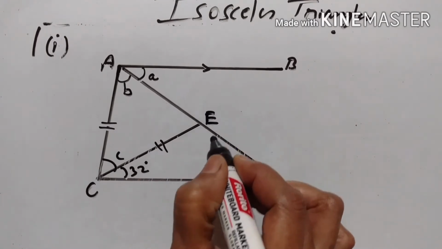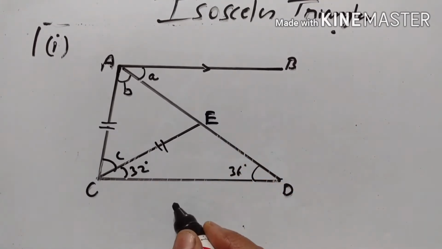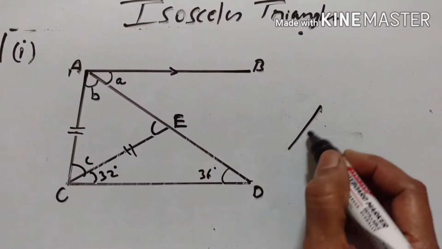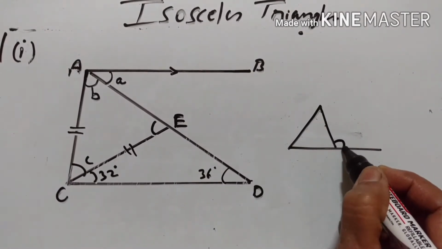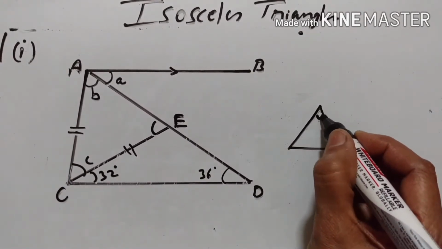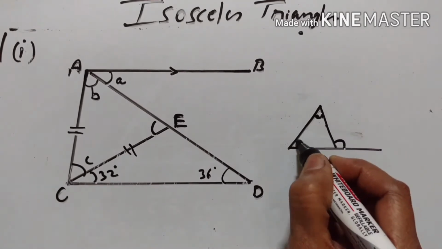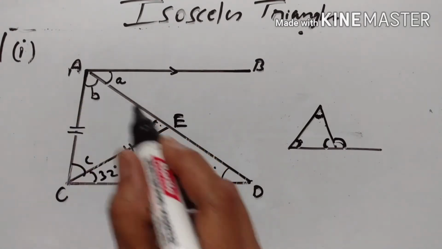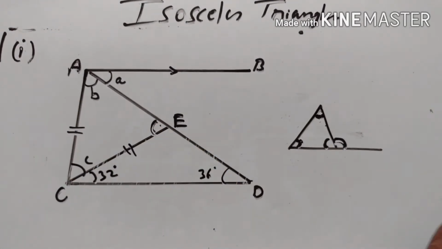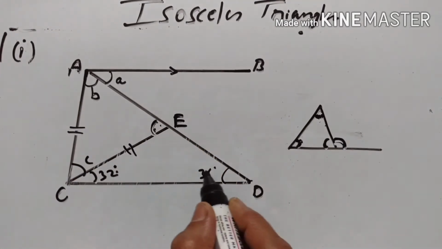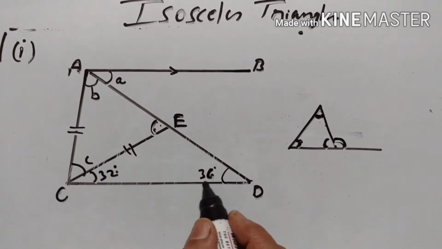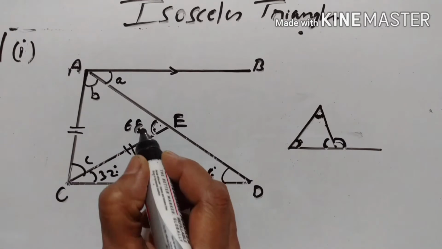In triangle ECD, angle CEA is an exterior angle. The exterior angle is equal to the sum of the interior opposite angles. Similarly here, this angle CEA is the exterior angle. This is equal to the sum of the interior opposite angles. So this is equal to what? 32 plus 36. It is 68.